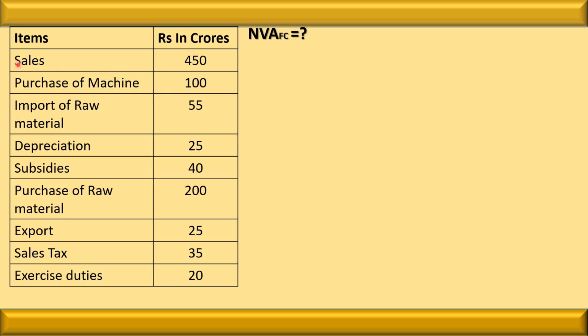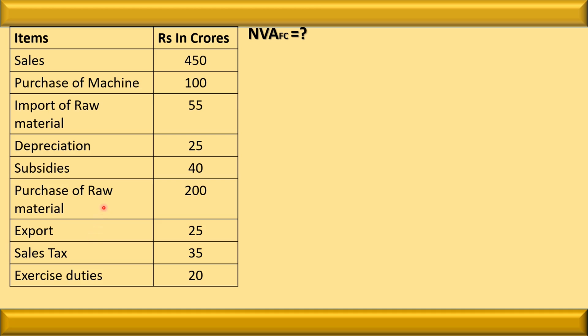Under the intermediate consumption, we only consider the price of raw material. We never consider the price of machineries. So here the purchase of the machinery will not be considered. Why? Because it is not the intermediate consumption. Intermediate consumption is purchase of raw material.